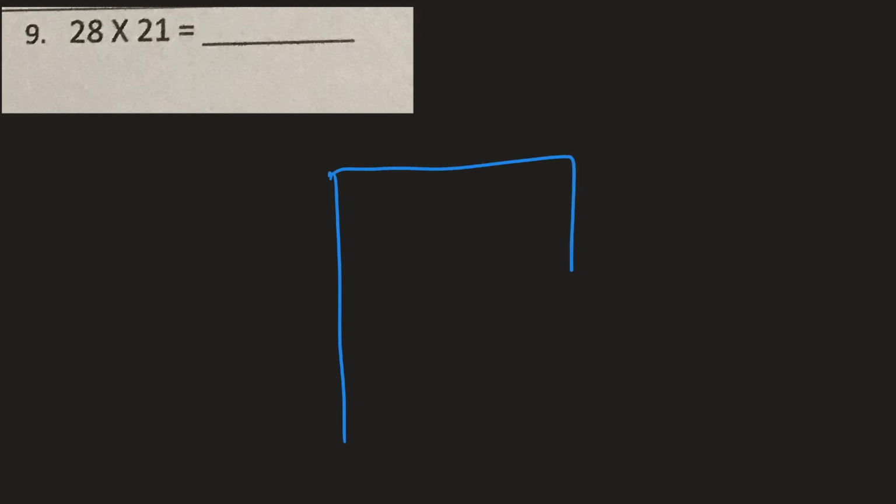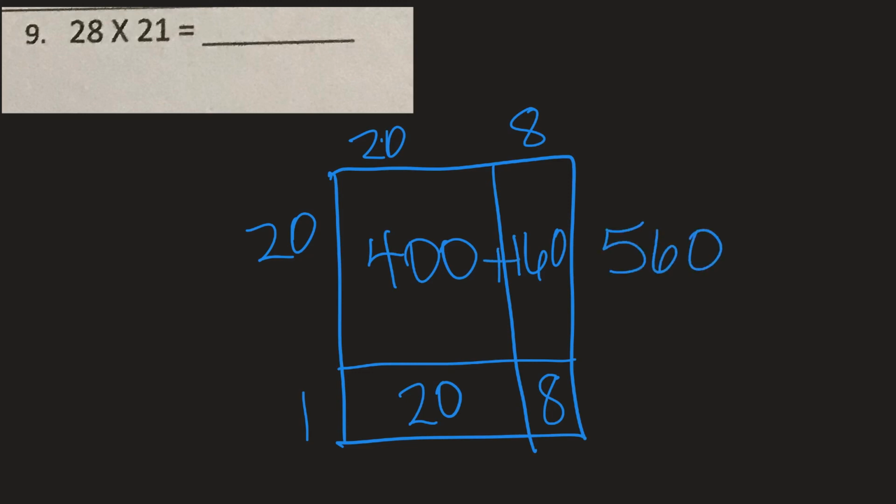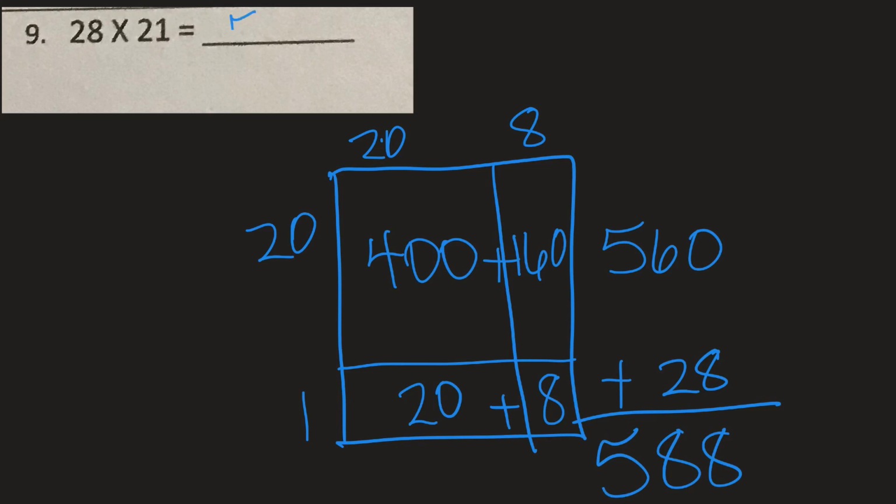Okay, 28 times 21. So 20 times 20, 2 times 2 is 4, and there's 2 zeros. 20 times 8, 2 times 8 is 16, and there's 1 zero. 20 times 1 is 20, and then 8 times 1 is 8. So this would be 560 if I add these together, and 28 if I add these together. Then I can add like this and I get 588.